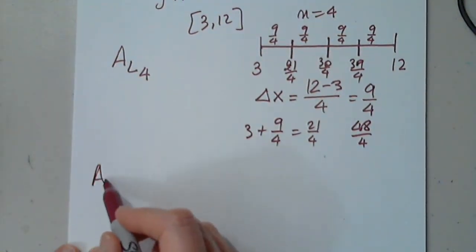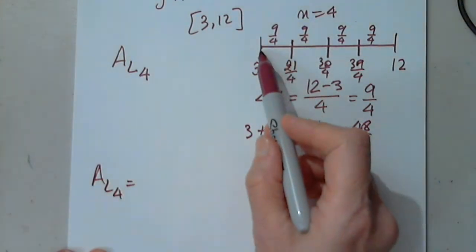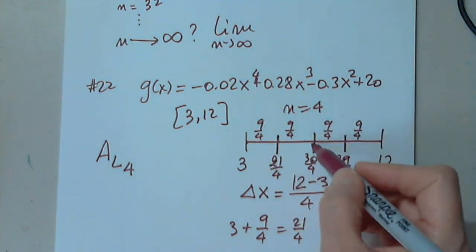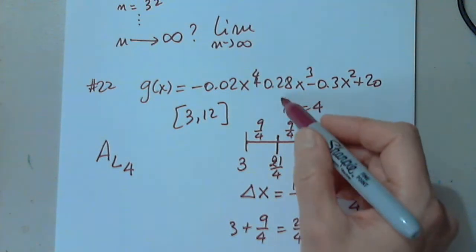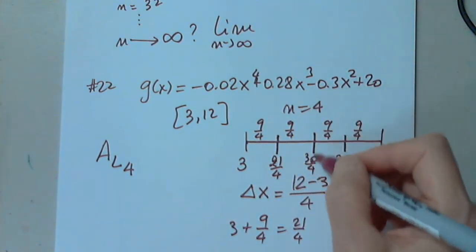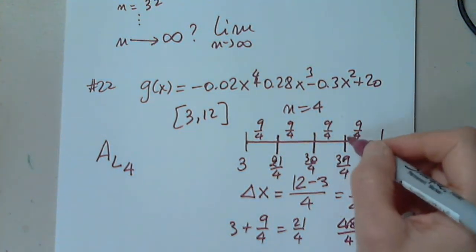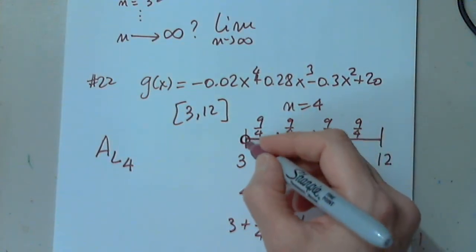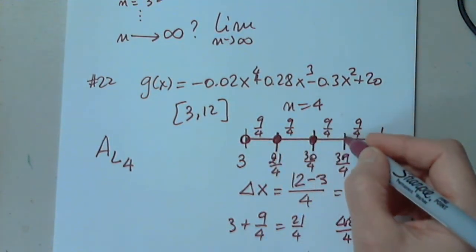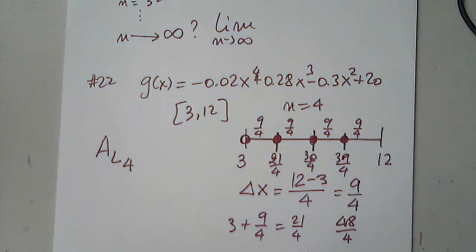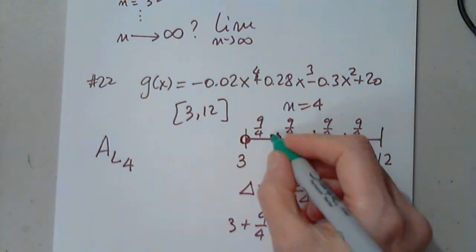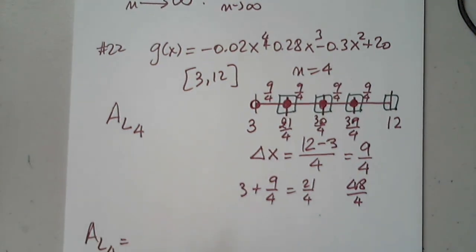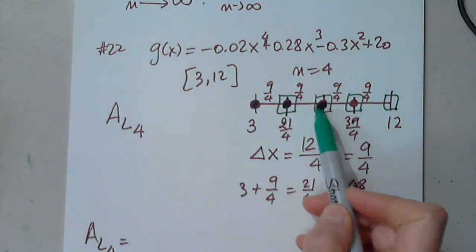So now remember the area with the left 4. Base, we said left. Base times the height at 3 plus base times the height at 21/4 plus base times the height at 30/4 plus base times the height at 39/4. Please make sure you do not move on because we said the left. If we said the left, we only have these, not this. If you had said the right, you would have used this, this, this, and this. Since we decided on left, 1, 2, 3, 4.